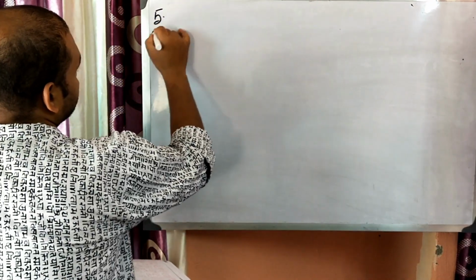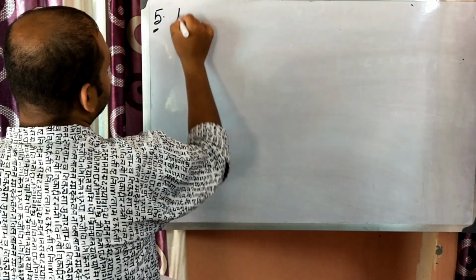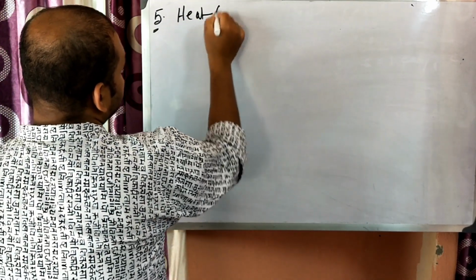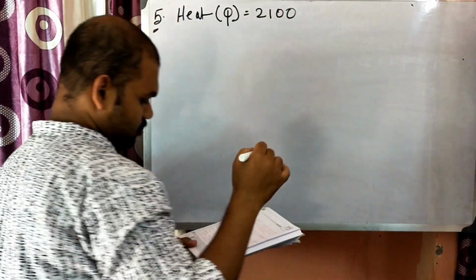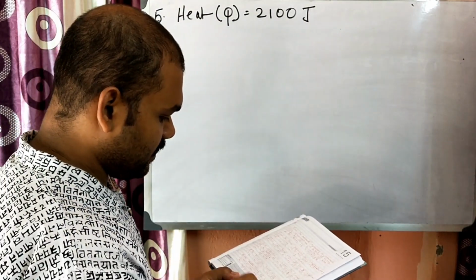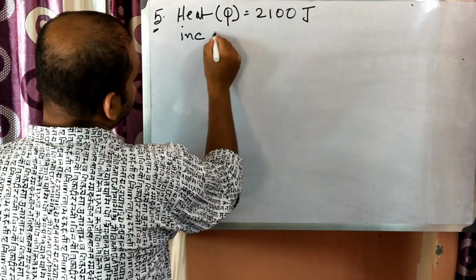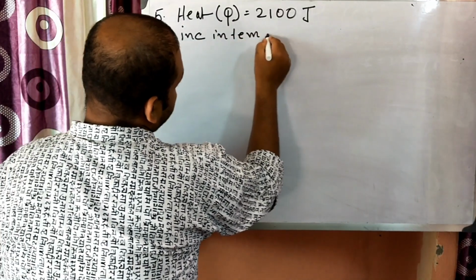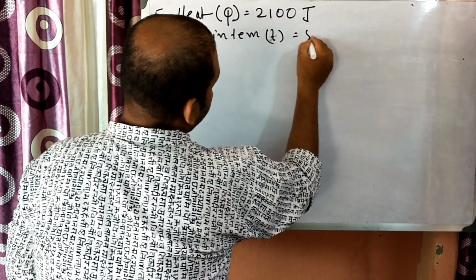Here the things are given, that is heat given. So heat Q is equal to 2100 joule, obviously. Next, temperature of how much? So increase in temperature, T is equal to 5 K.